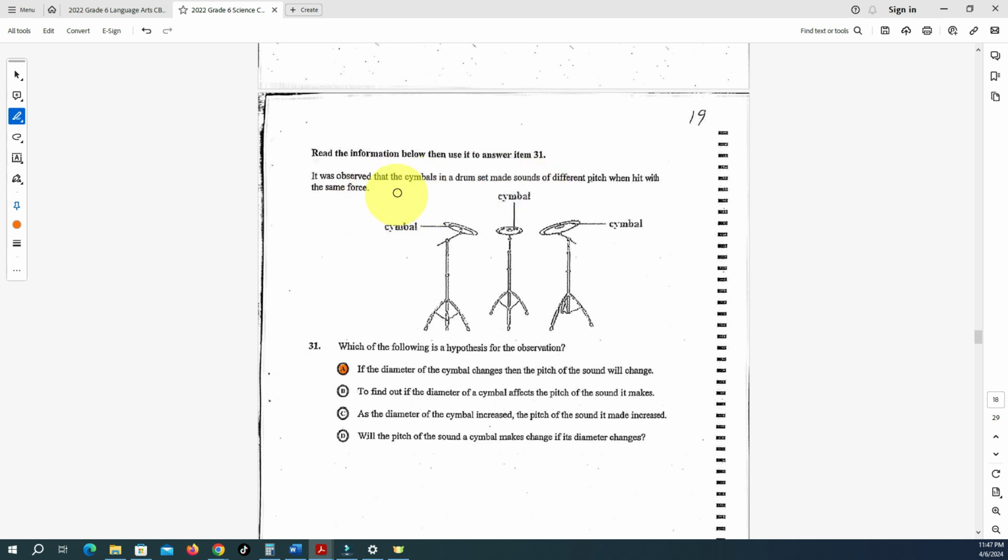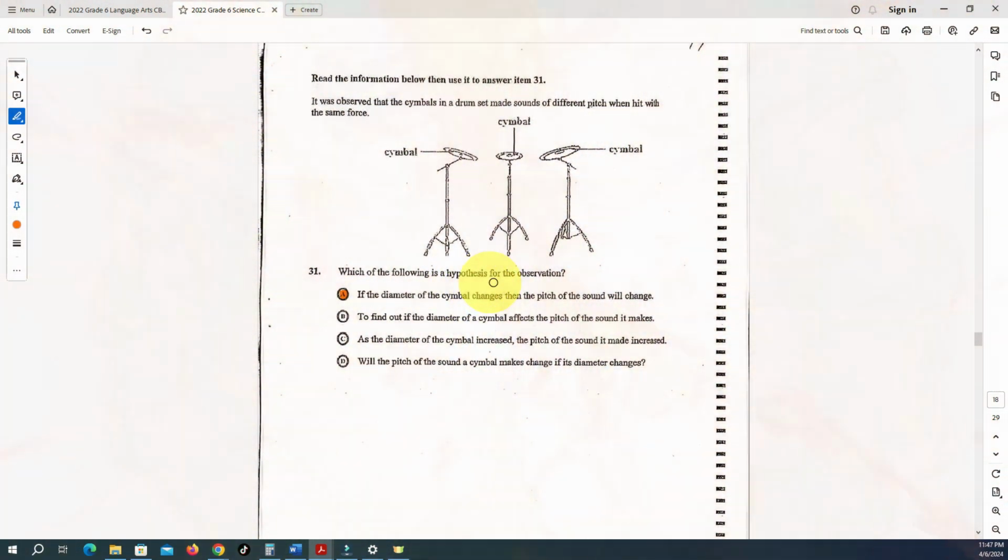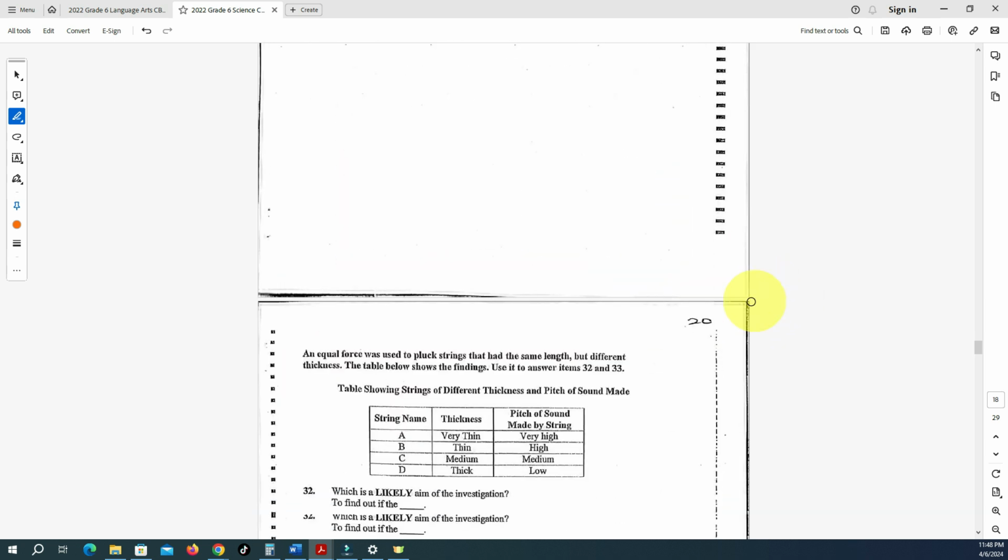It was observed that the cymbals in a drum set made sounds of different pitch when hit with the same force. So you look at that, the same force. So which of the following is a hypothesis for the observation? If the diameter of the cymbal changes, then the pitch of the sound will change. I chose that because that is a hypothesis. The others are not.